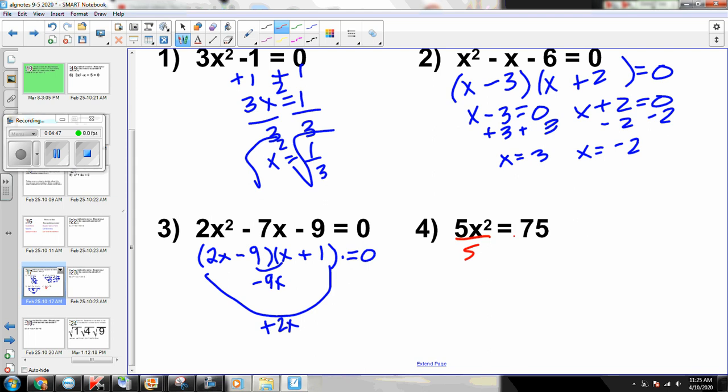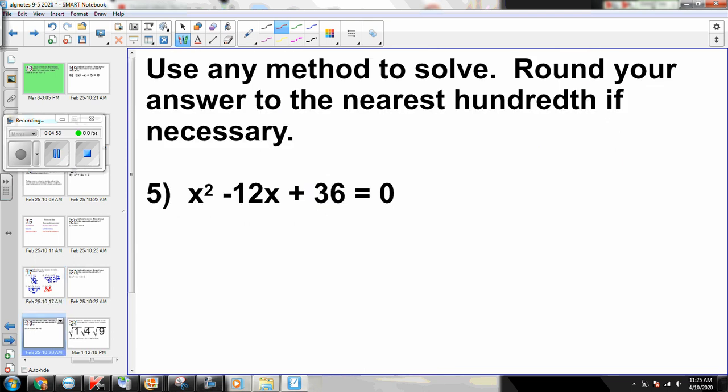All we would have to do is divide by 5 to get x to the second by itself, and then take the square root of both sides. All right, so now we're going to actually solve. So if you look at number 5, it says use any method, round to the nearest hundredth if necessary. Well, I cannot do square roots because I have a middle term x.